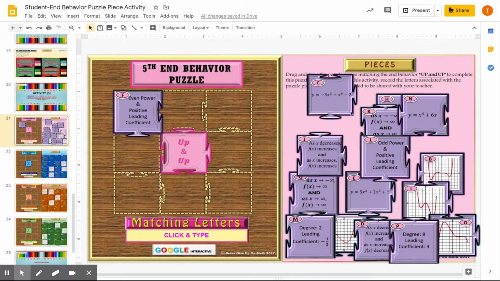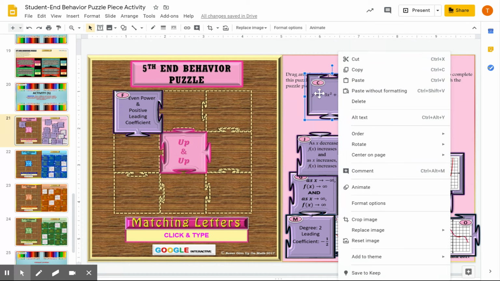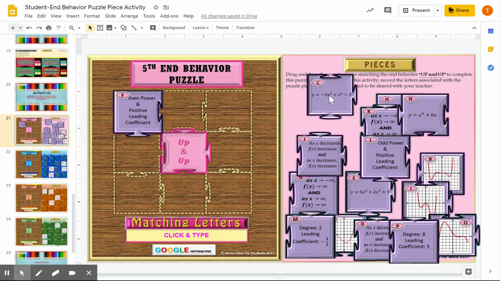But we need to figure out, okay, well, is it also positive? Well, in front of x to the 6th is the number 1. 1 is a positive number. So this also would work for up, up. So now I just need to look and see where this would fit. Okay, this looks like this would go here.